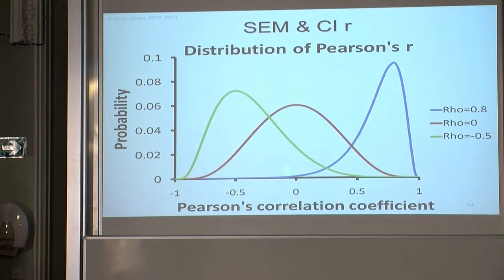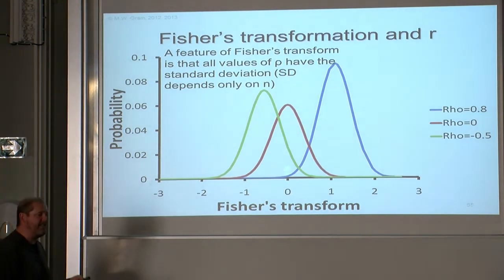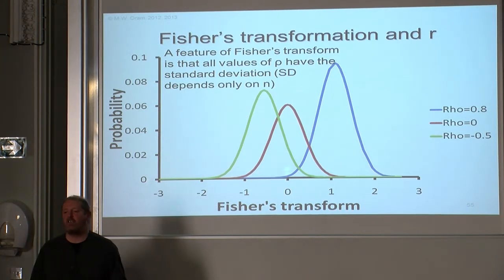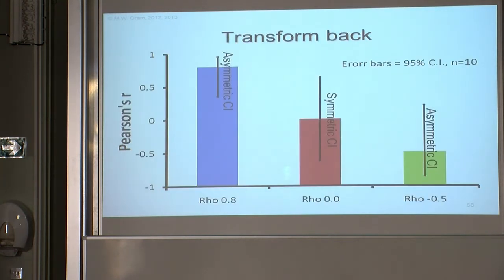Okay, so if we start off with our distributions and transform them, we end up with 3 distributions. In fact, the standard deviation, the variance of them, depends only on the sample size, not the value of the correlation coefficient. So we can calculate meaningful confidence intervals here because these are all symmetric, and transform back.